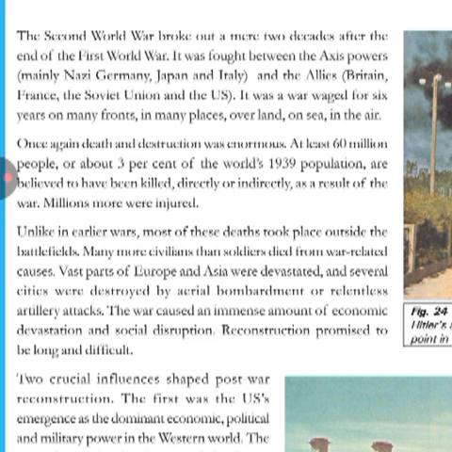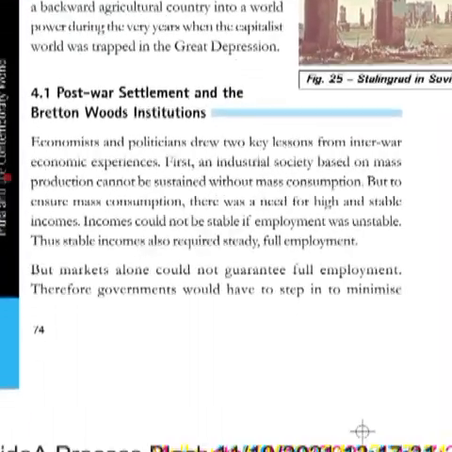Economists and the politicians knew that an industrial society based on mass production could not sustain mass consumption. Markets could not guarantee full employment, and therefore the governments now had to be totally involved in the day-to-day development of the nation. The second lesson was the country's economic links with the outside world.